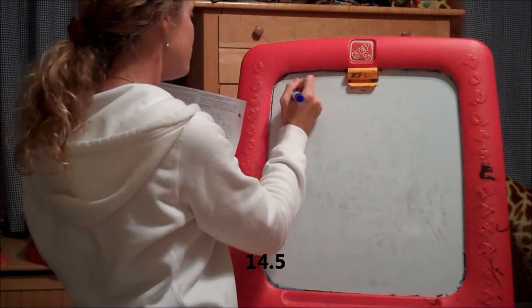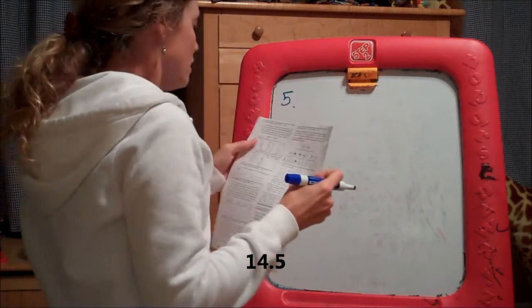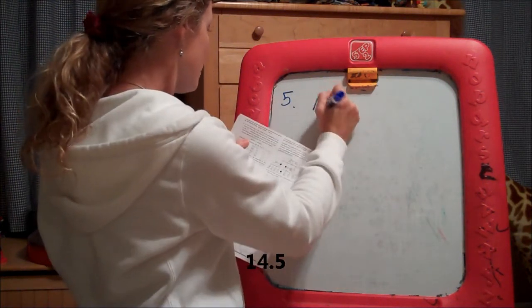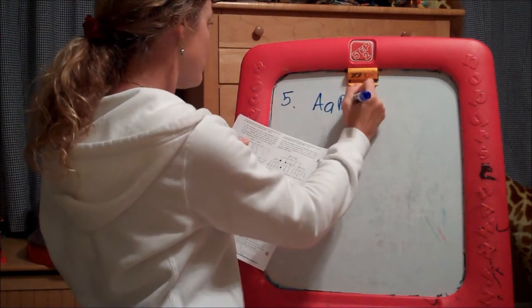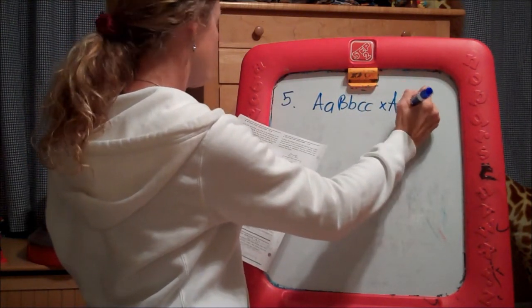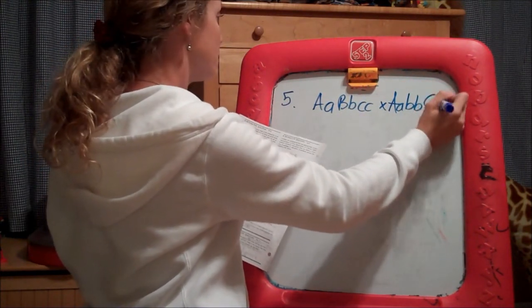Okay, number 5. We've got big A, little b, little c, crossed with big A, little b, big C, big C.